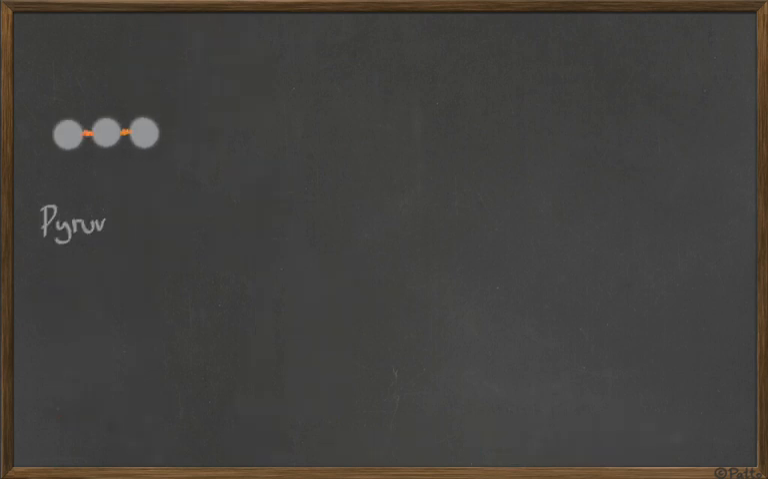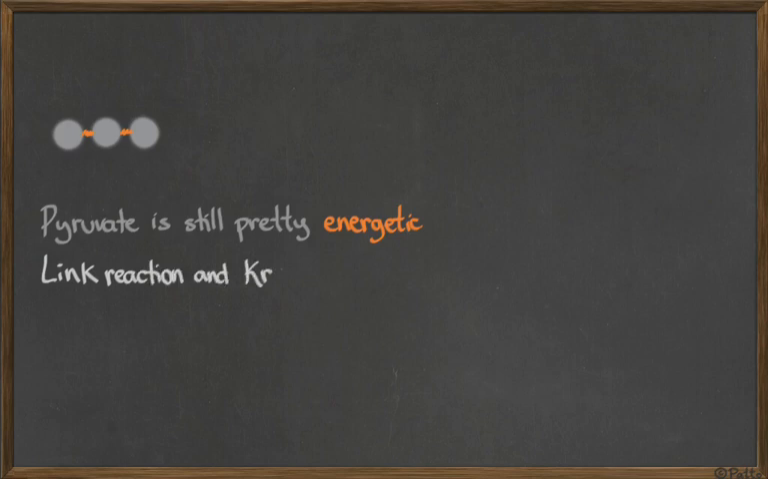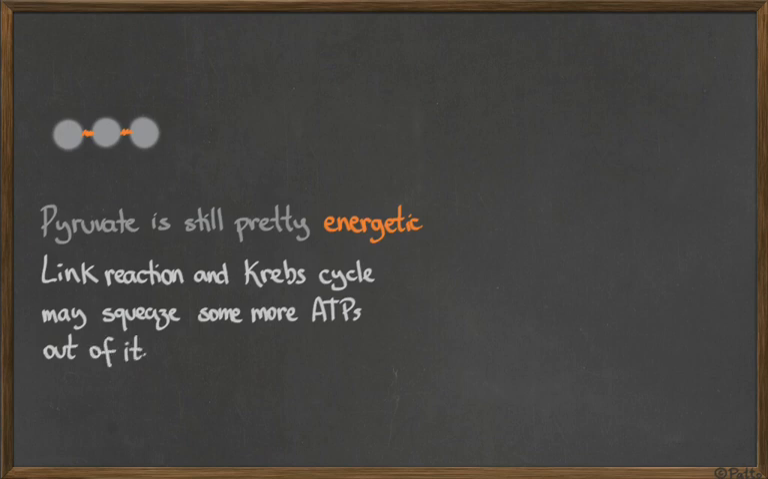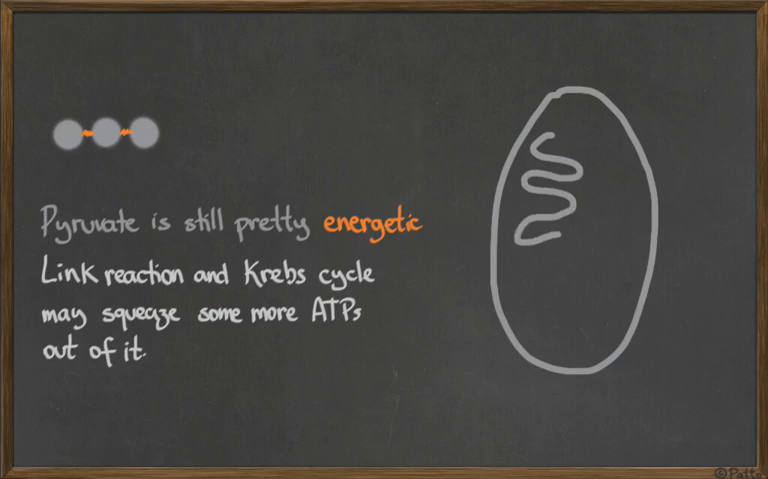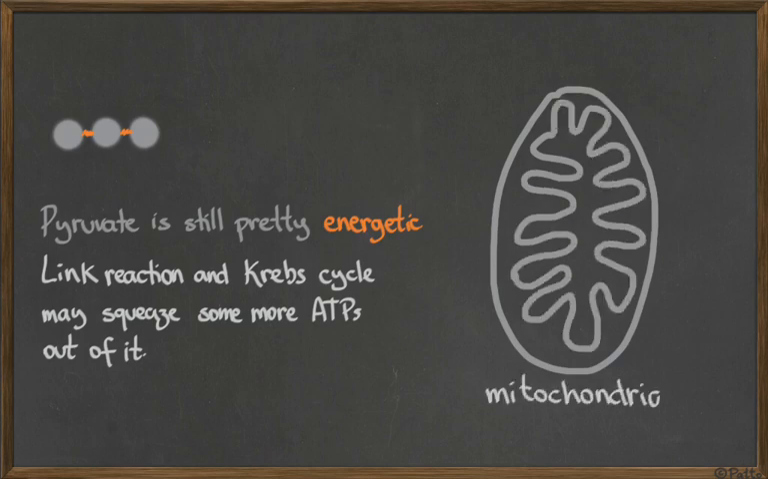So here we have the pyruvate. Pyruvate is a molecule that's half a glucose roughly, but is still pretty energetic. We just broke it in half and separated the energy that was there, and now we are going to be able to put that in a link reaction, also known as acetyl coenzyme A reaction, and the Krebs cycle or citric acid cycle to squeeze some more ATPs and other stuff out of it. And all this is going to be happening now inside the mitochondria. So now pyruvates enter the mitochondria to carry on the chemical reaction.